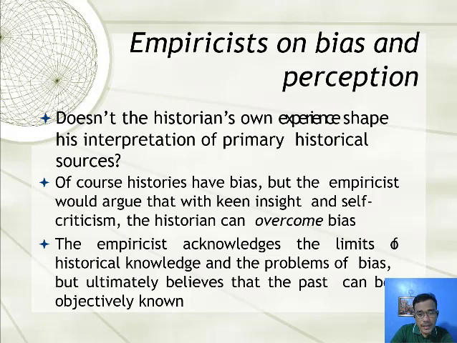So of course history is biased, but the empiricists argued that with keen insight and self-criticism, the historian can overcome bias. According to the empiricists, there should be self-criticism and careful investigation, and an historian can overcome bias. That's how they deal with bias. So the empiricist acknowledges the limits of historical knowledge and the problems of bias, but ultimately believes that the past can be objectively known. Although there are hindrances and limitations to knowing the whole past, they still believe that it can be objectively known.